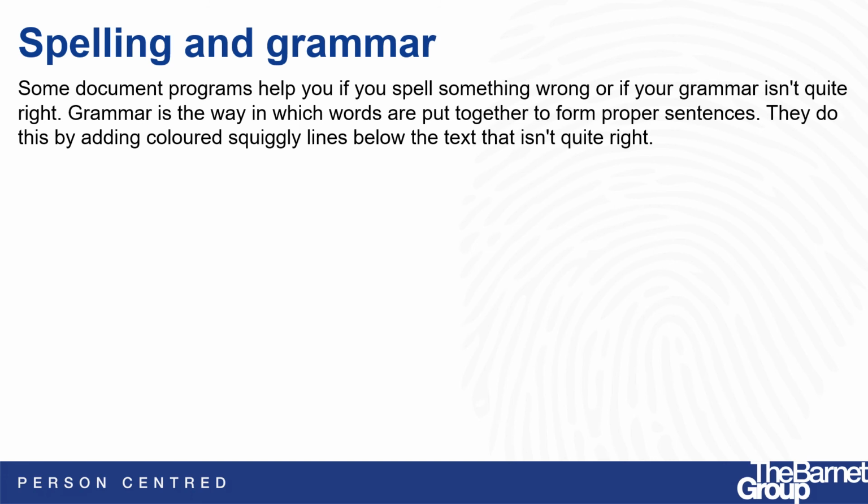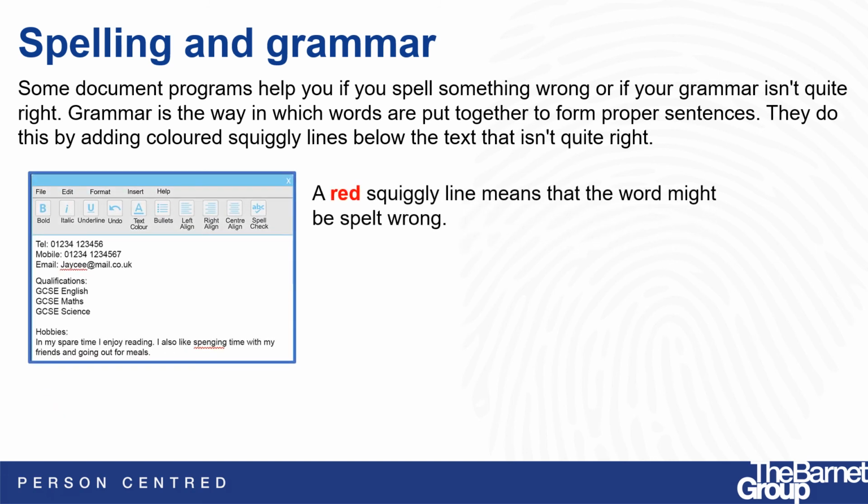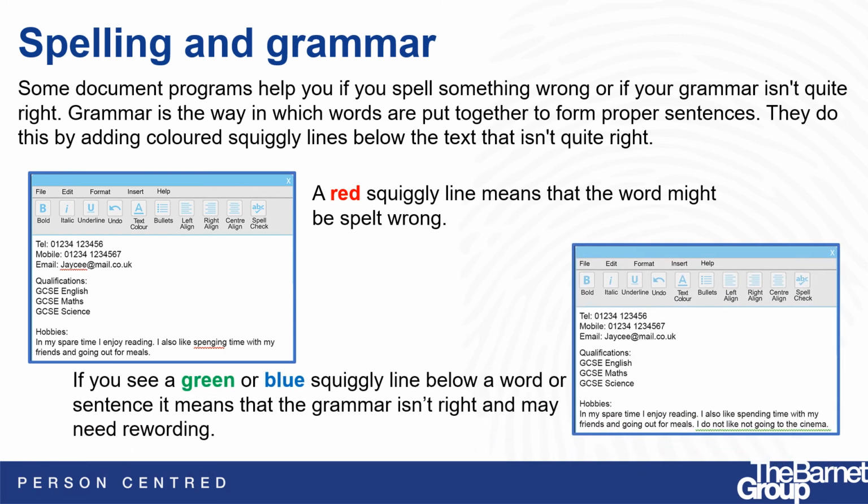Spelling and grammar. Some document programs help you if you're spelling something wrong, or if your grammar isn't right. Grammar is the way in which words are put together to form proper sentences. They do this by adding coloured squiggly lines below the text that isn't quite right. A red squiggly line means that the words might be spelt wrong. If you see a green or blue squiggly line below a word or a sentence, it means that the grammar isn't right and may need rewording.